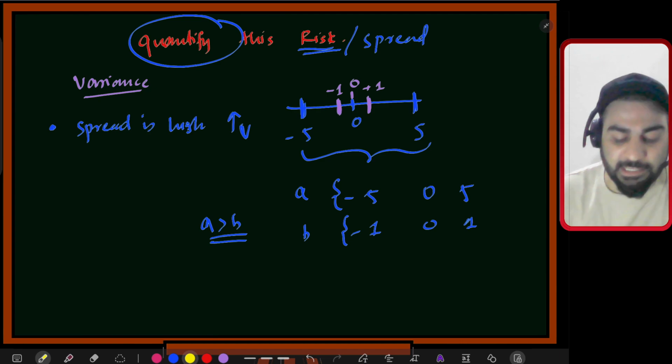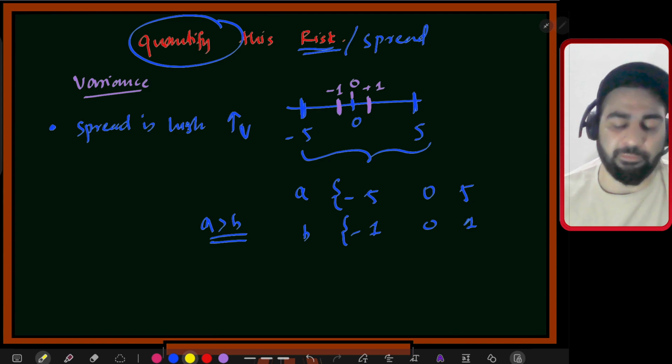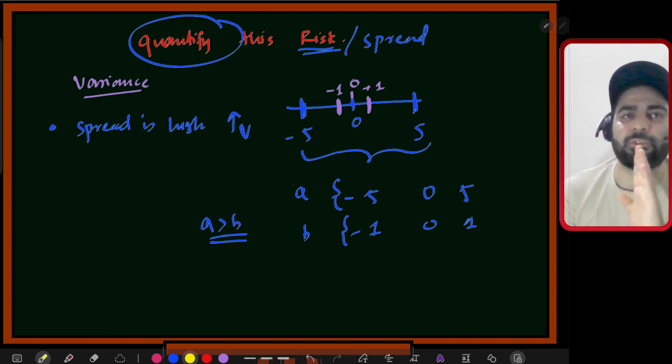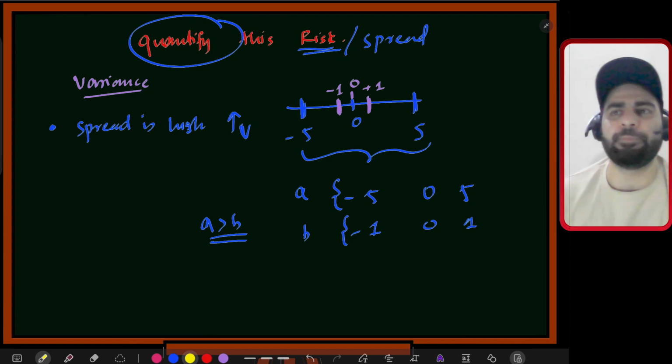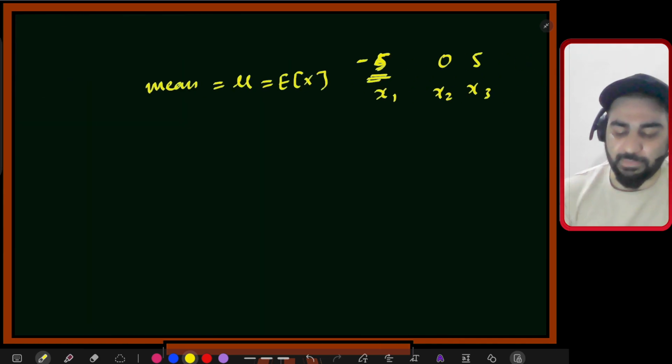So don't you think that this satisfies the condition that I want to quantify the risk or spread? I want to see if the spread is high. That means my number should get a higher value, that is, variance should get the higher value. I know that expectation or the mean value gives me the central tendency of the values. Now I want to see how spread out the data is. I'll see how far each data point is from the center. That's what I'll do here.